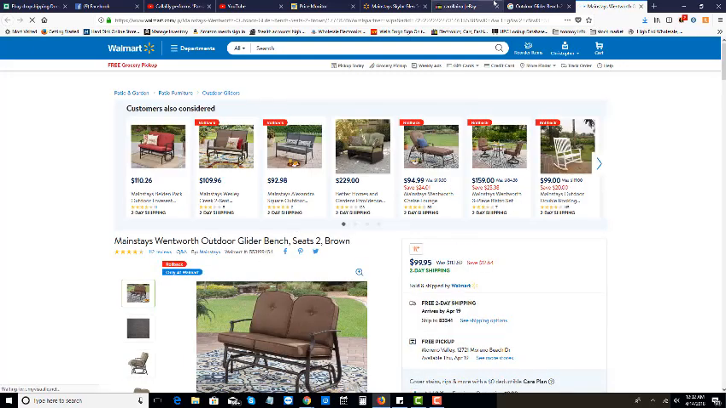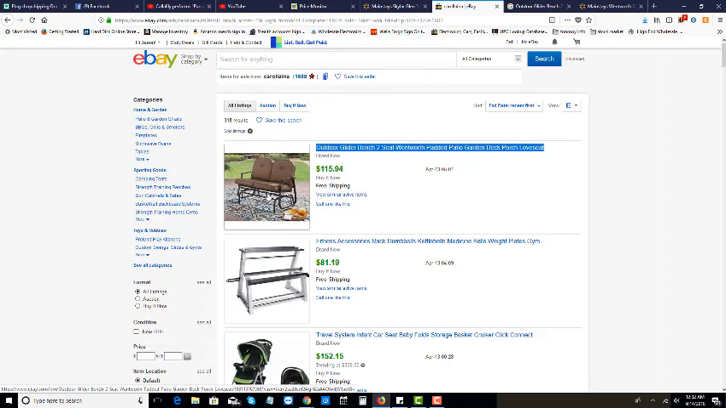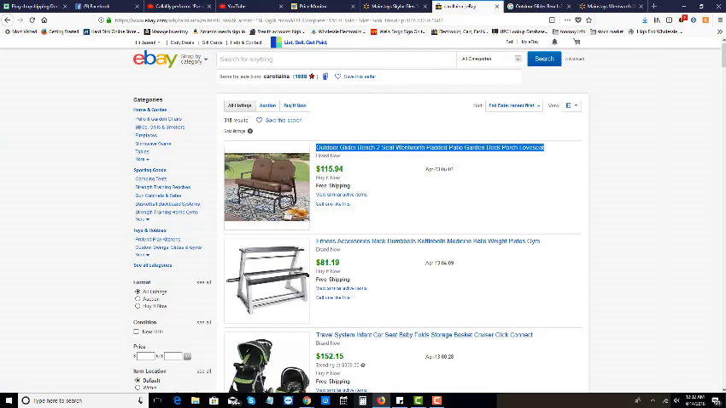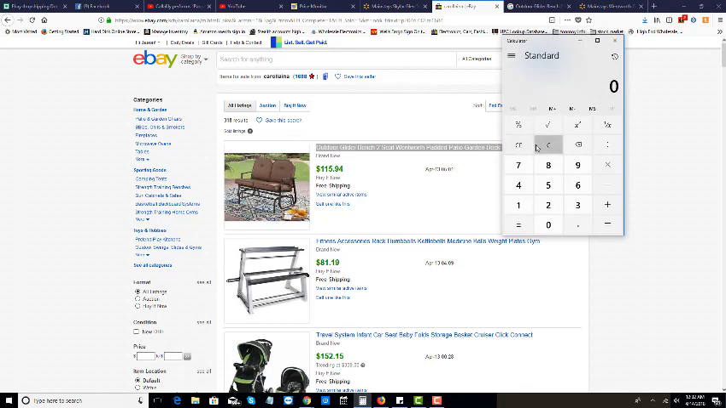So 99.95, is that the right one? Yes, that's the right one. So she sold it for 150.94. So it's 99.95, let's say 100, so let's say 115.94 times 15% equals 17, right? So 17 plus 100 equals 117, but he prices this one lower.